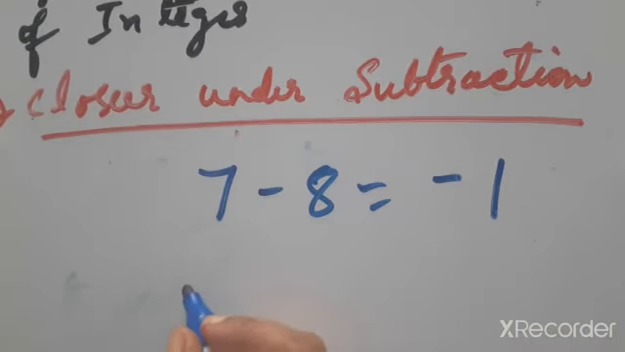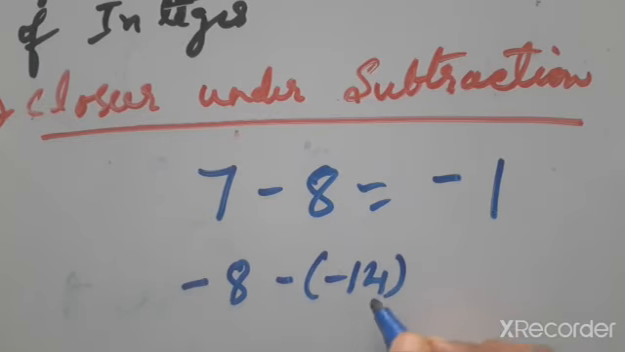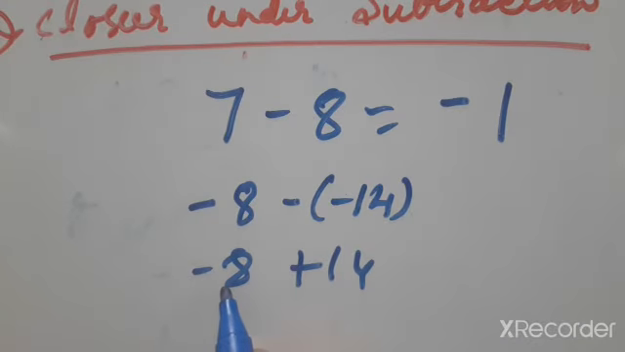Some more examples. If we subtract any integers, integers means positive or negative numbers. Minus 8 minus minus 14. So how much? Minus 8, minus into minus is plus 14. So this is a negative integer, and this is a positive integer. Answer is 6, and 6 is a positive integer. So minus 8 plus 14, answer is 6. Both are integers. Subtraction of integers gives integers. We can say integers are closed under subtraction.